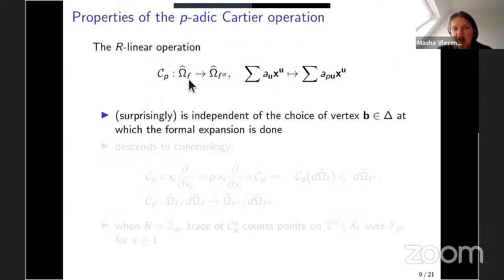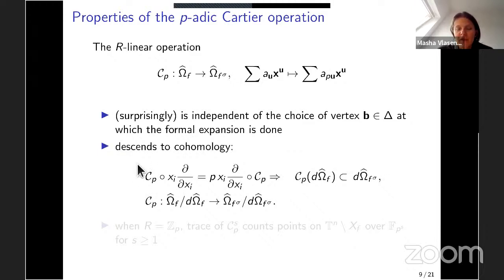We can extend it by linearity to the p-adic completion of omega f. And we have an R-linear operation from the p-adic completion of omega f to the p-adic completion of omega f sigma, which is given by this simple formula on formal expansions. It turns out that this operation is independent of the choice of the vertex B. So for every vertex, when we perform this operation, it reduces to the same operation on the p-adic completions of modules of rational functions.